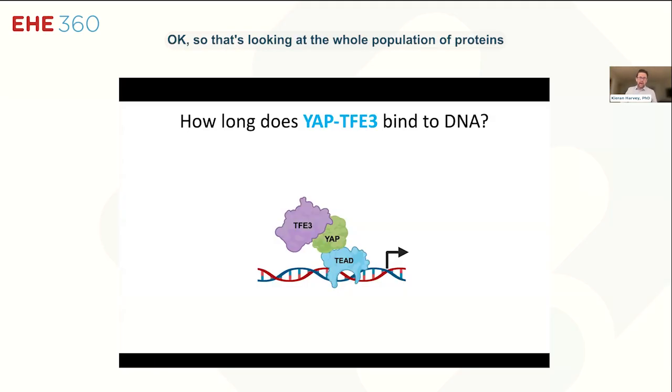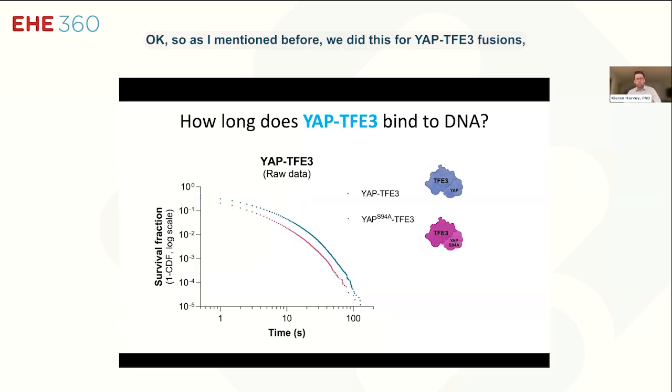Okay, so that's looking at the whole population of proteins in a nucleus by imaging 50 acquisitions per second. When we want to look at just that immobile behavior, we take 2 acquisitions per second. And what happens there is all of the really fast-moving molecules blur out of focus, and we look only at the immobile population, which equates to the DNA binding population. Okay, so as I mentioned before, we did this for YAP-TFE3 fusions, but we also did it for YAP and TEAD, which are important in EHE, but also in other cancers.